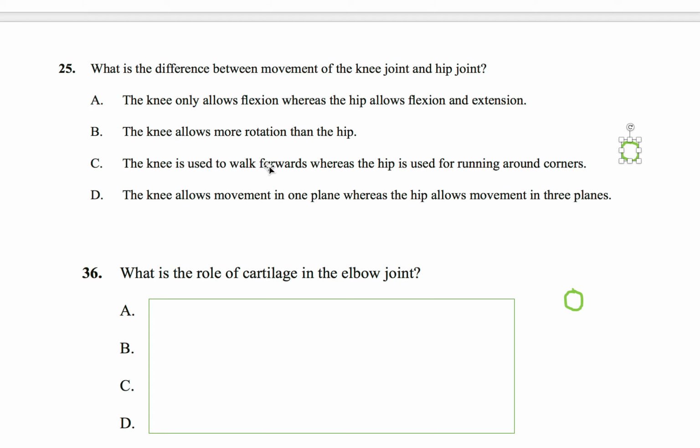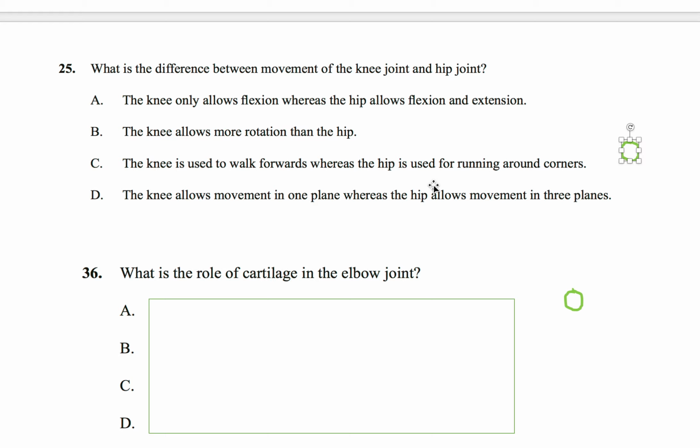Okay, the knee is used to walk forwards, whereas the hip is used for running around corners. Okay, so this is a weird one. Your knee is not necessarily used just to walk forward. You need your knee to walk backwards, to walk sideways, to walk any direction. And the same for your hip. You need your whole body to make this movement happen.